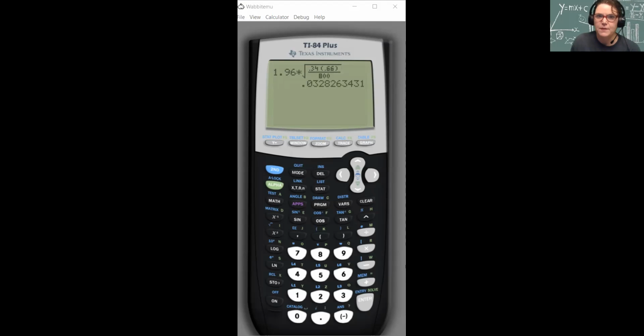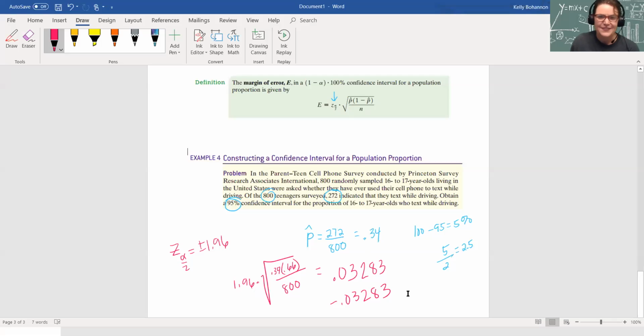Sorry, you're still looking at the calculator, aren't you? I have to remember to switch back. Okay, so I get 0.03283 and negative 0.03283. So that's the margin of error for a 95% confidence interval. So I'm saying I'm going about 3.3% to the right and 3.3% to the left.